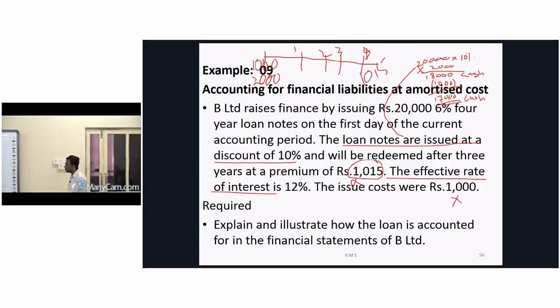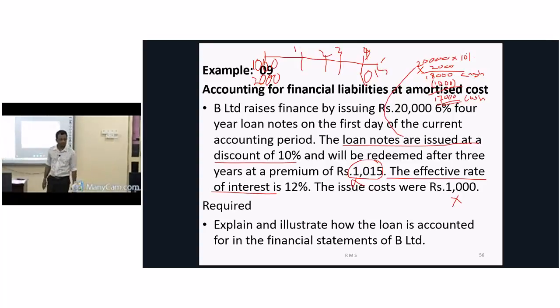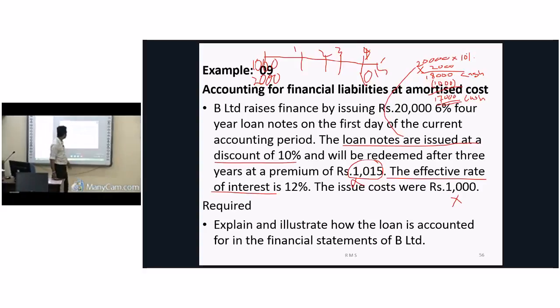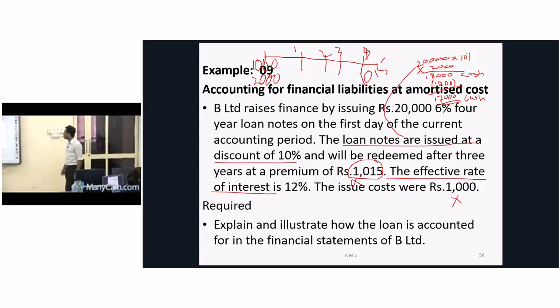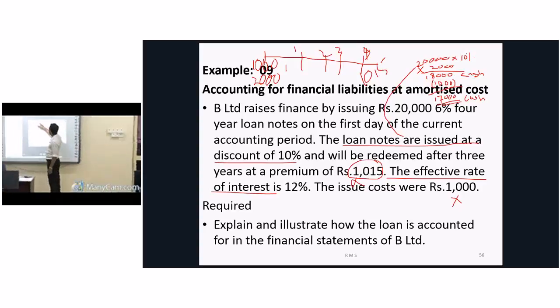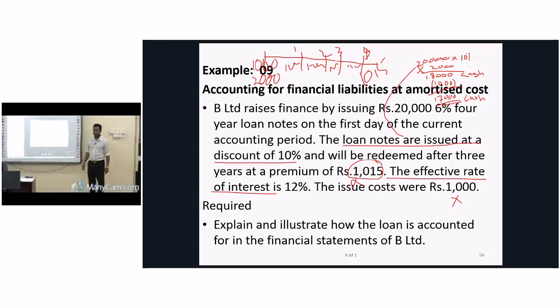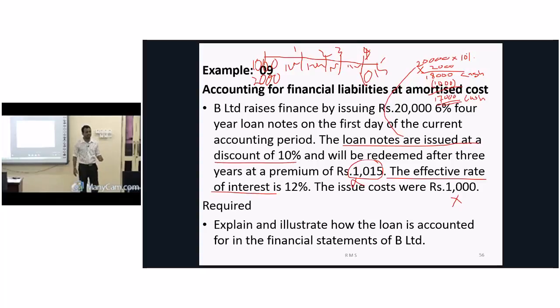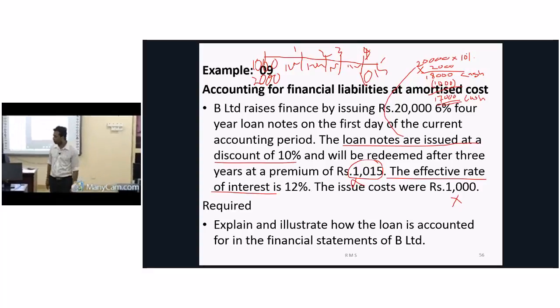Then is it all about finance cost related to this loan note? Any other financial cost? There is another one. What is it? You have to pay interest over the period. Interest for what amount? Interest at 6% on 20,000. Then how much is it? 1200 for each year. Look what amount of finance cost you have relating to this liability: 1200 over 4 years. Got it?